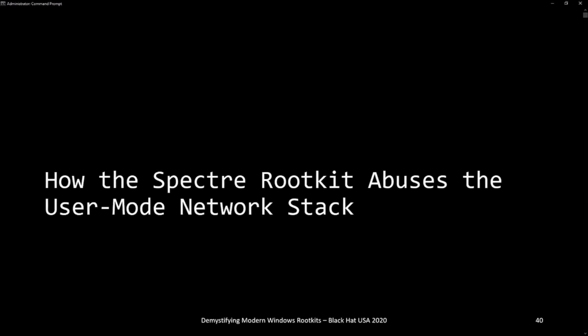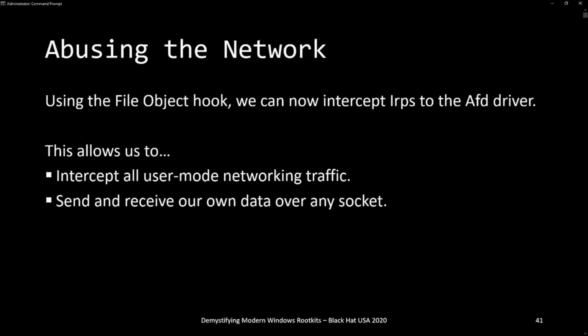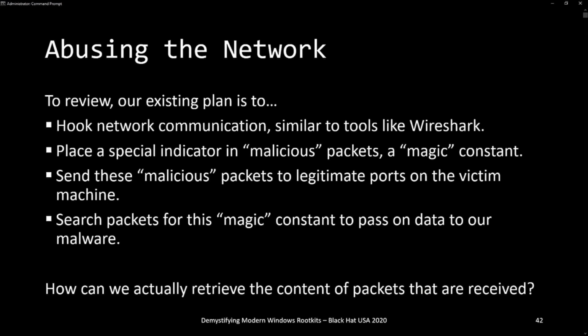Let's talk about how the Spectre rootkit abuses the user mode network stack. So, using the file object hook, we can now intercept IRPs to the AFD driver. This allows us to intercept all user mode networking traffic and send and receive our own data over any socket. So to review, our existing plan is to hook network communication in our malware that is on the victim machine, similar to tools such as Wireshark, and then we place a special indicator in the packets we create in our C2. Then when this packet is sent, the malware scans for that magic constant, recognizes it, and parses out any extra data that the packet might have.